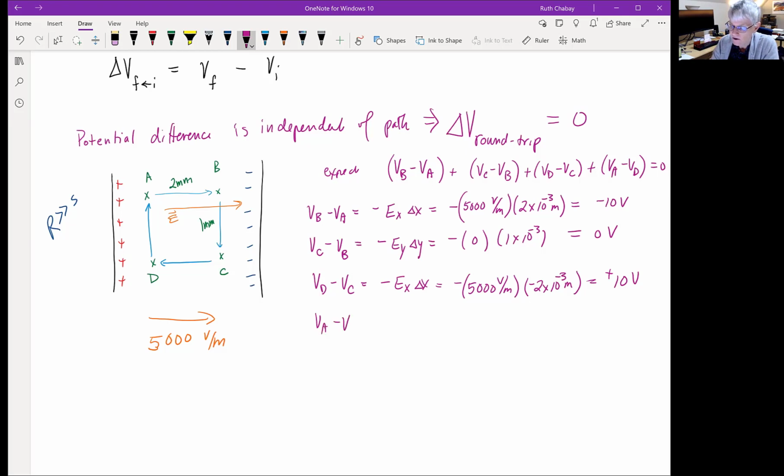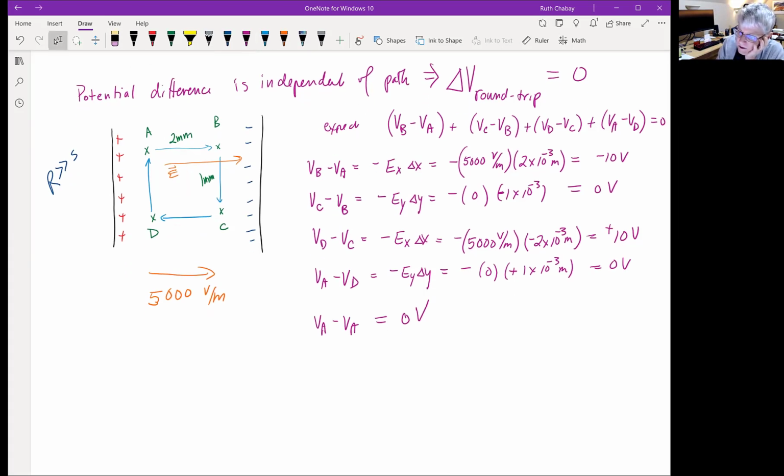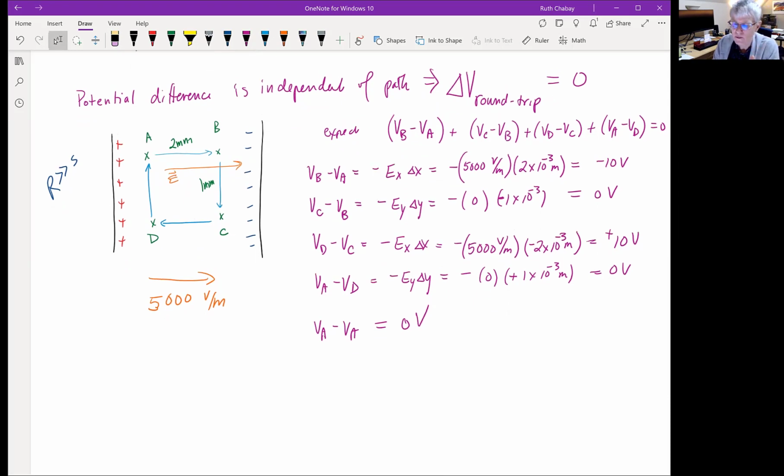And VA minus VD, now we're on the last leg of our path, is minus EY delta Y, which is a minus 0 times a negative. Oh, this should have been a minus here because we went down in Y before, but now we're going up. So we have a plus 1 times 10 to the minus third meters, 0 volts. And so V sub A minus V sub A is 0 volts. Okay, so round trip potential difference is 0.